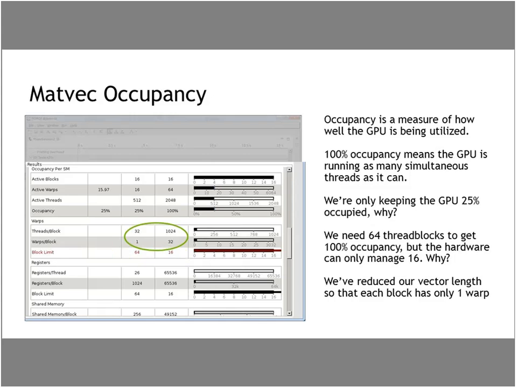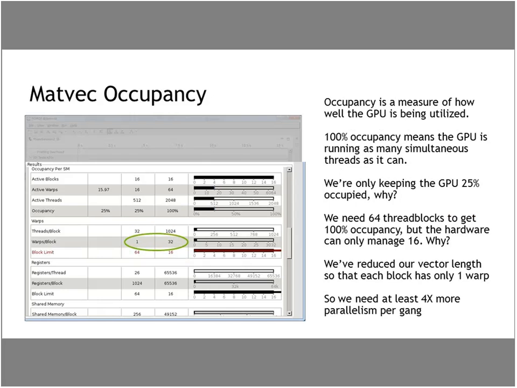Well, the reason for that is I don't have enough threads in my thread block. So I mentioned this term warp, which is 32 threads, and we see here I have 1 warp, or 32 threads per thread block. So again, we've reduced our vector length down to 32, and while that's helped us in that we're not executing 101 loop iterations that do nothing, it's actually hurt us in that now we're not fully utilizing our GPU resources.